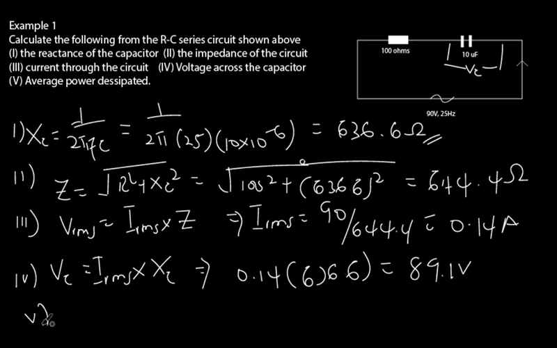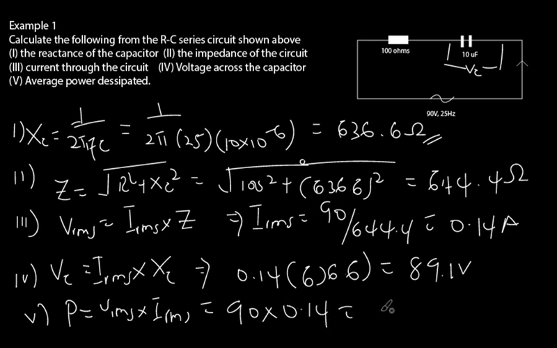The final part is the average power dissipated. We know power is the root mean square voltage times the root mean square current. So the root mean square voltage is 90, times the root mean square current, 0.14, and then we get 12.6 watts as our answer. So this is how we solve a question on an RC circuit. Let's have a look at another example.